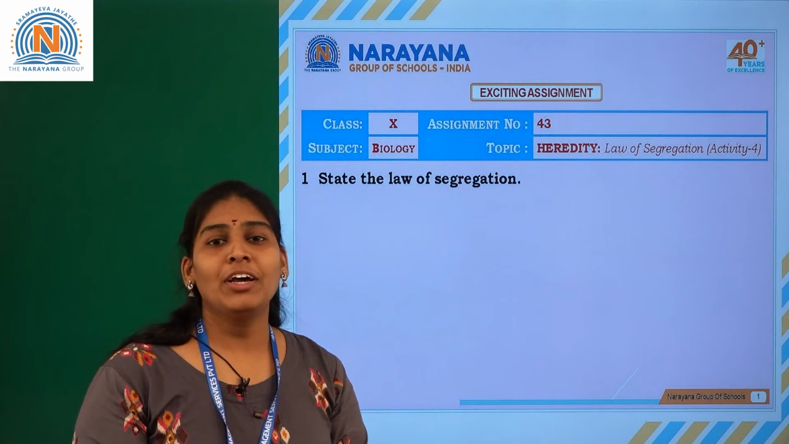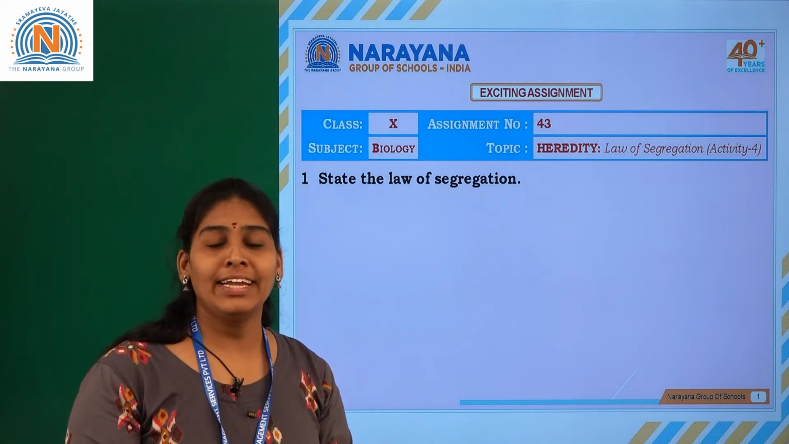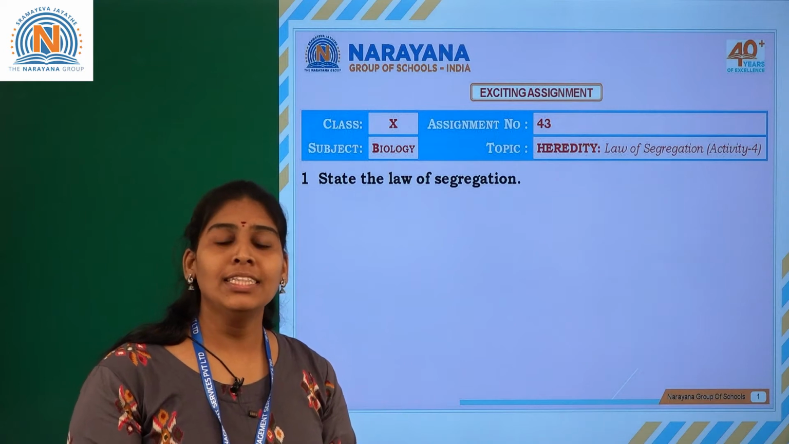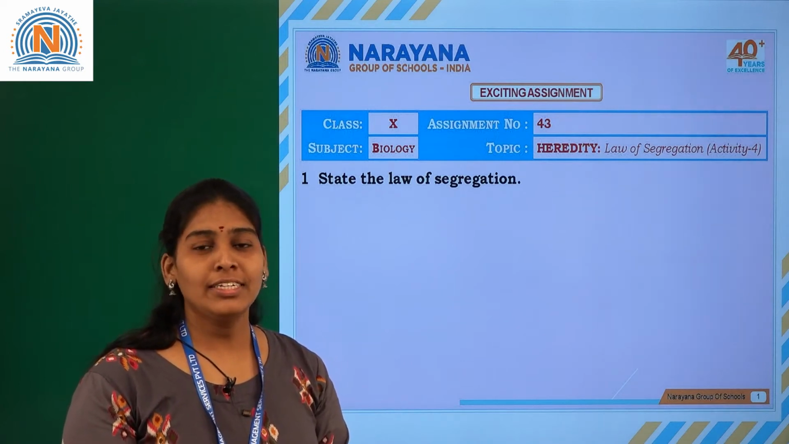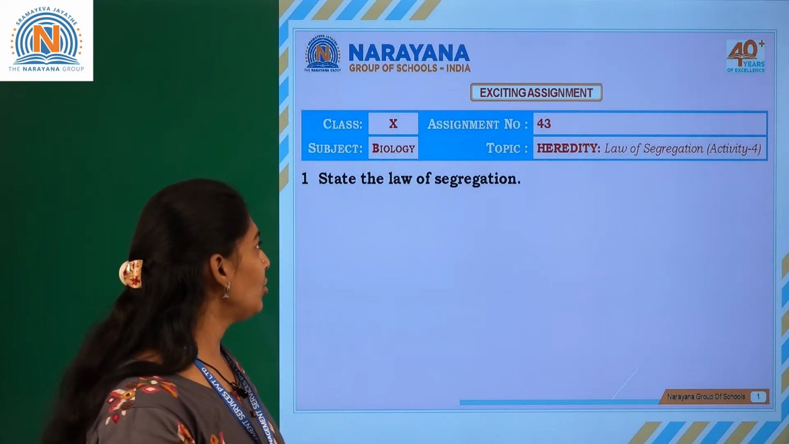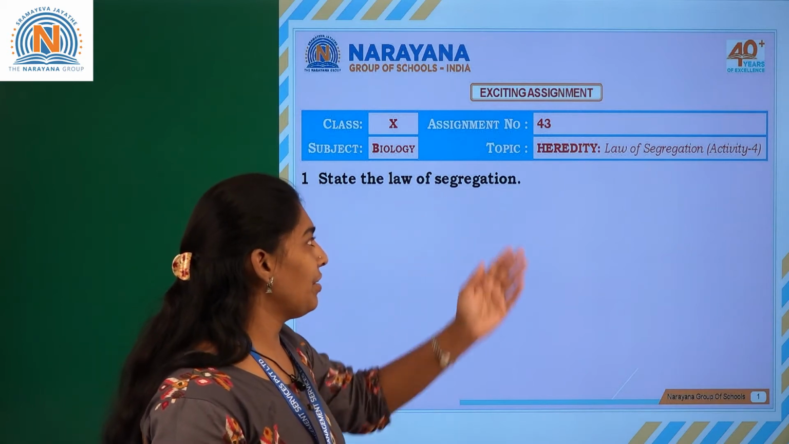Good morning. Today we are going to discuss one of the exciting assignments from class 10th, on the topic heredity. Let us discuss it question by question. The first question: state the law of segregation.